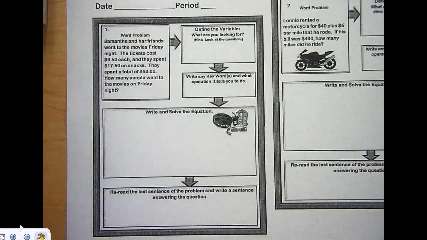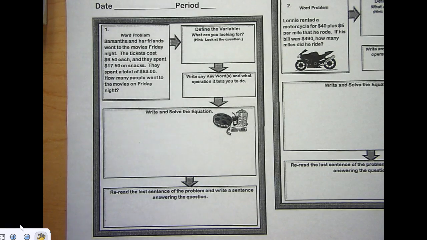Samantha and her friends went to the movies Friday night. The tickets cost $6.50 each, and they spent $17.50 on snacks. They spent a total of $63. How many people went to the movies on Friday night? So, the first thing to do when I'm going to set up a problem like that is to define the variable. Figure out what it is we're looking for.